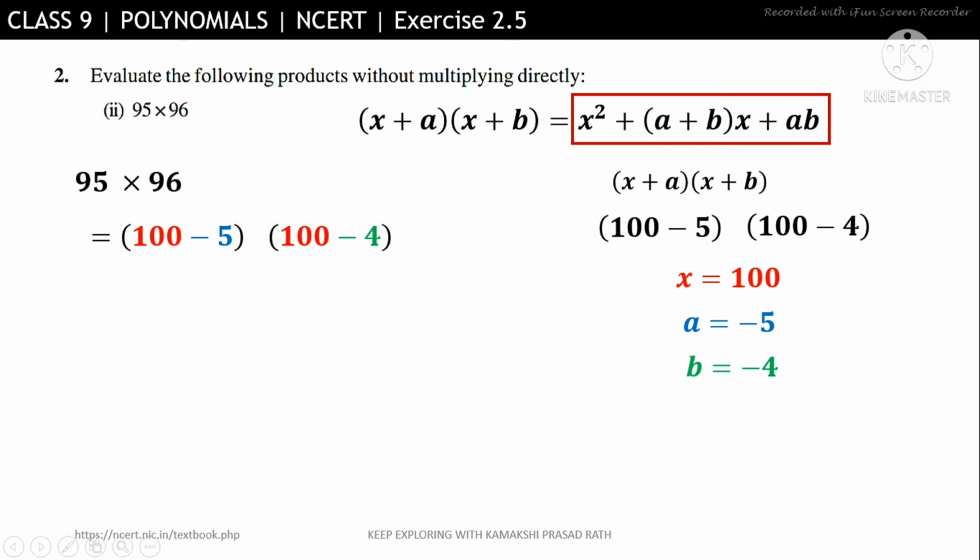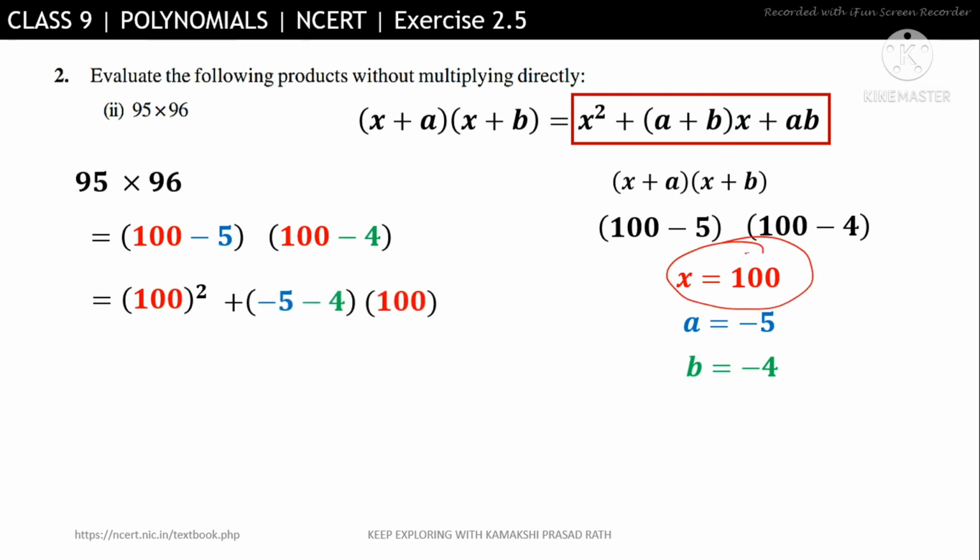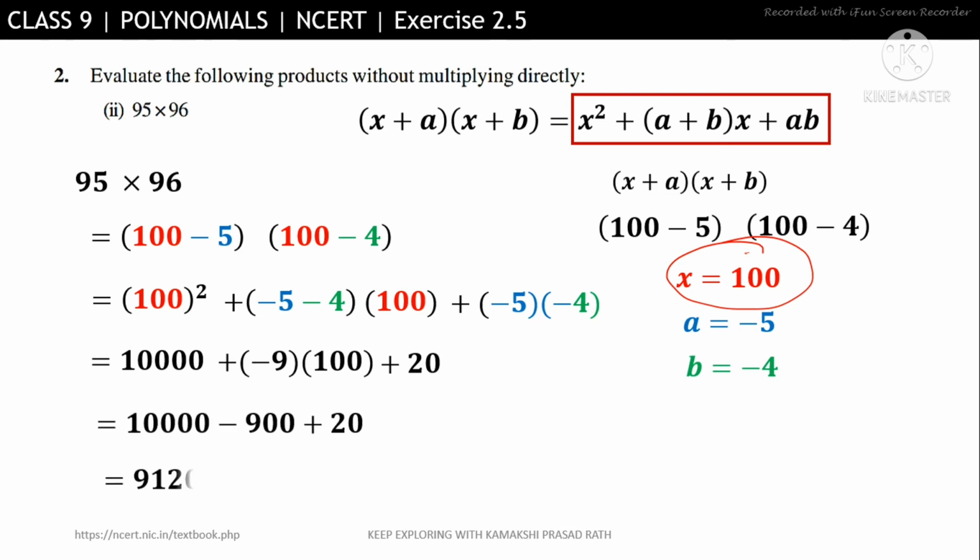So what will be x squared? X squared means 100 squared because we have taken x as 100. Next, a plus b, that is minus 5 minus 4, into 100, that is (a plus b) into x, plus a into b. So here we are just putting the values of x, a and b and getting the answer simply. So 100 squared, then minus 5 minus 4 is minus 9 into 100, plus minus 5 into minus 4 we get 20. Just simplifying, we get the answer as 9120. So in this way we have used the identity.